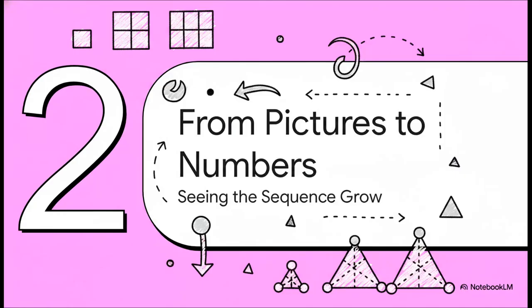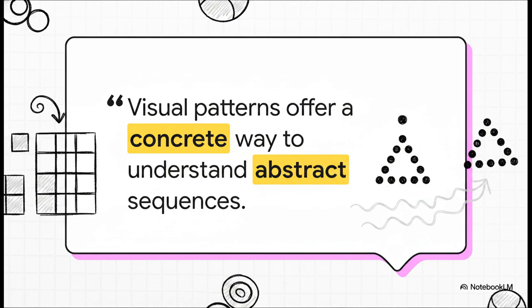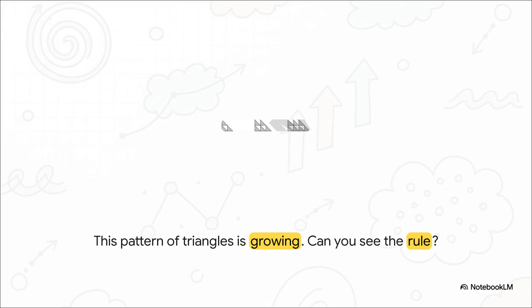Okay, so let's switch gears from abstract numbers to something you can actually see, visual patterns. Sometimes watching a sequence grow right in front of your eyes makes the rule just click. And this really gets to the heart of it. Seeing is understanding. When we can visualize how a pattern is growing, all those abstract numbers suddenly make a lot more sense. Check out this growing pattern of triangles. As it gets bigger from one step to the next, can you see what the rule is? How is it actually growing?